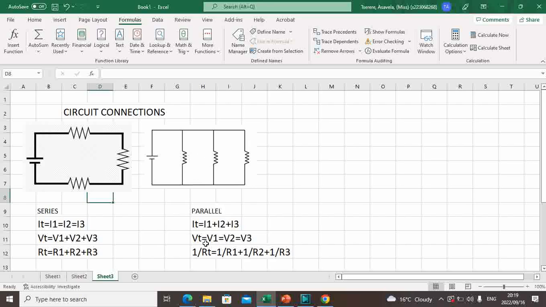And then our total voltage will be the same throughout. Resistors that are connected in parallel have the same voltage. Lastly, we can obtain the total resistance by adding the ratio of resistors.